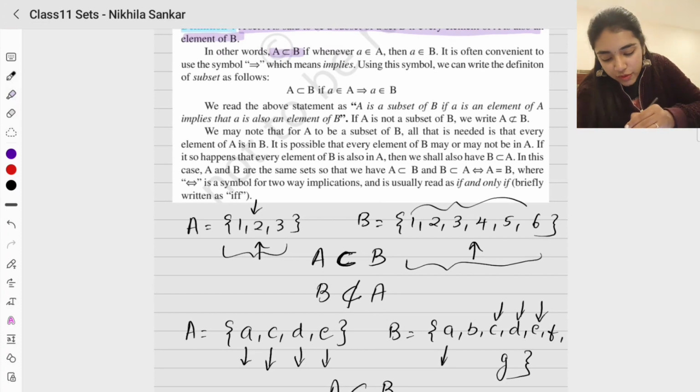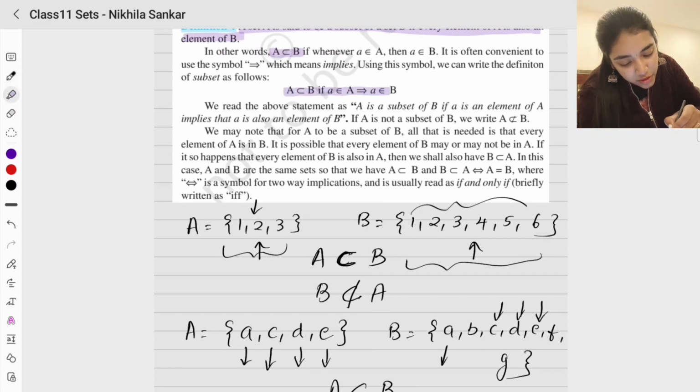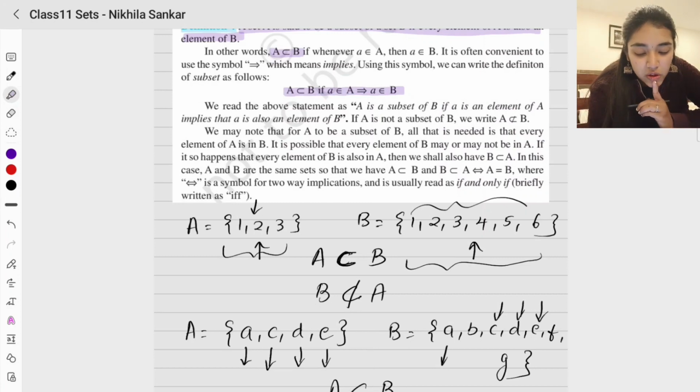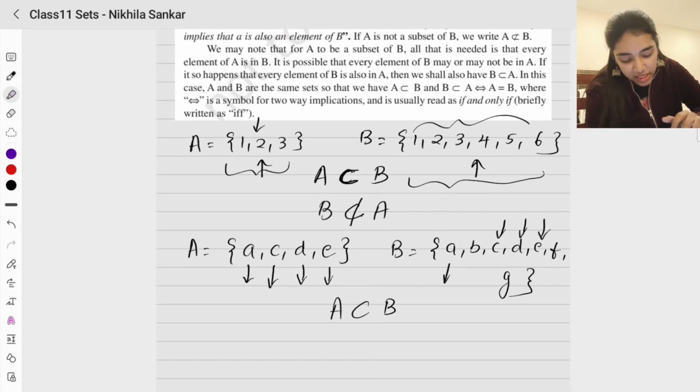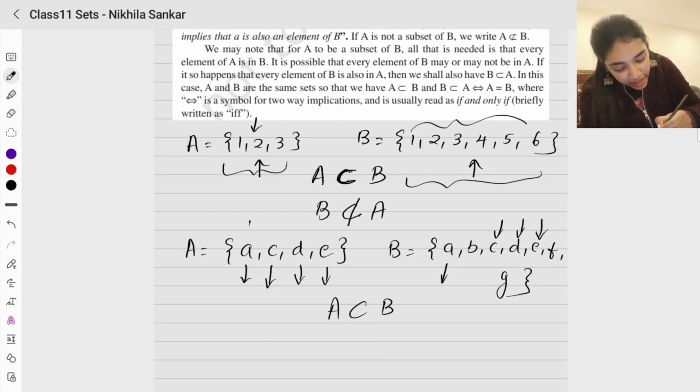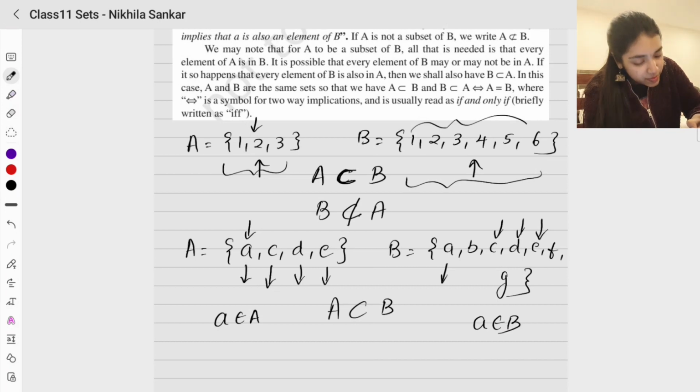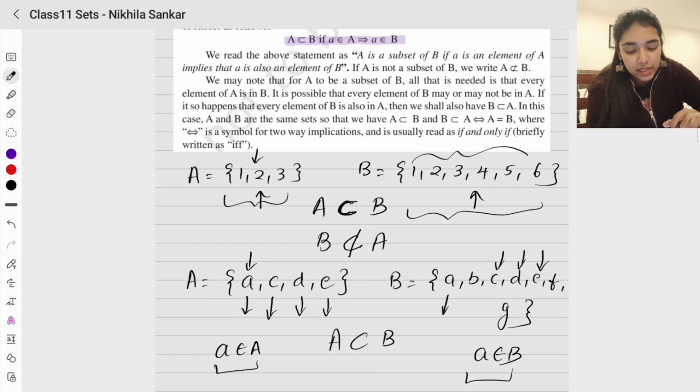So இங்க இன்னொரு definition என்ன கொடுத்திருக்கு? We read the above statement as A is a subset of B if and only if small a belongs to A and small a belongs to B. புரியுதா? இந்த element, இந்த particular element belongs to A and belongs to B also, which means A is a subset of B. Okay, clear?